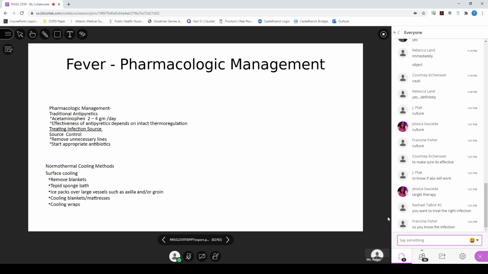And then you have the cooling methods. You can do surface cooling, which is the surface of the skin: tepid sponge bath, ice packs covering the large vessels and axilla and groin regions, cooling blankets, cooling mattresses, cooling wraps. And then they also have cooling on babies. I work in the neonatal ICU. We actually cool down to the core. So we'll put in a temperature probe down their esophagus, and we'll cool them to about 93 degrees.